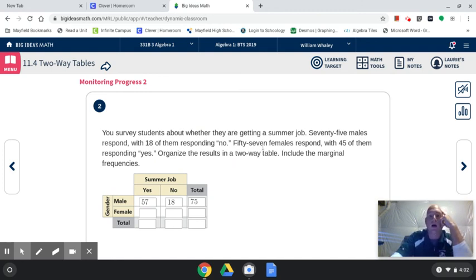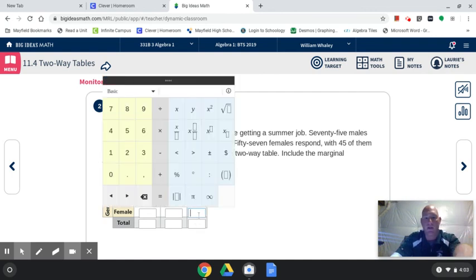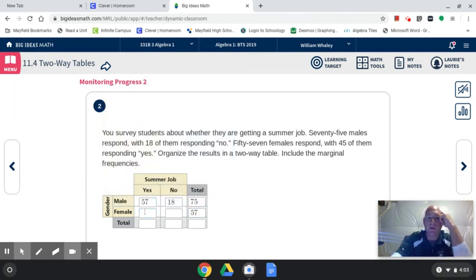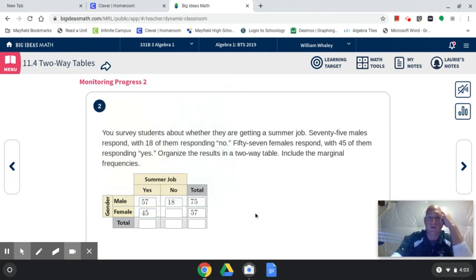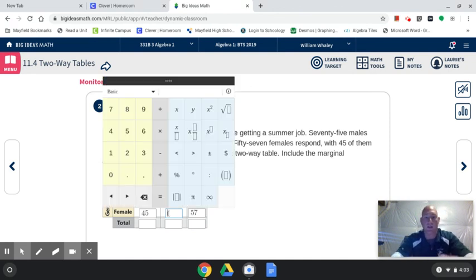All right, 75, 57. Okay, so now we have 57 females respond. So now you see I can fill out the female total. Over here we have 57. 45 of them respond yes. Organize the results into it. Okay, so now we have everything to fill everything out. 57 total, 45 said yes. 57 minus 45 gives us our 12 that said no.